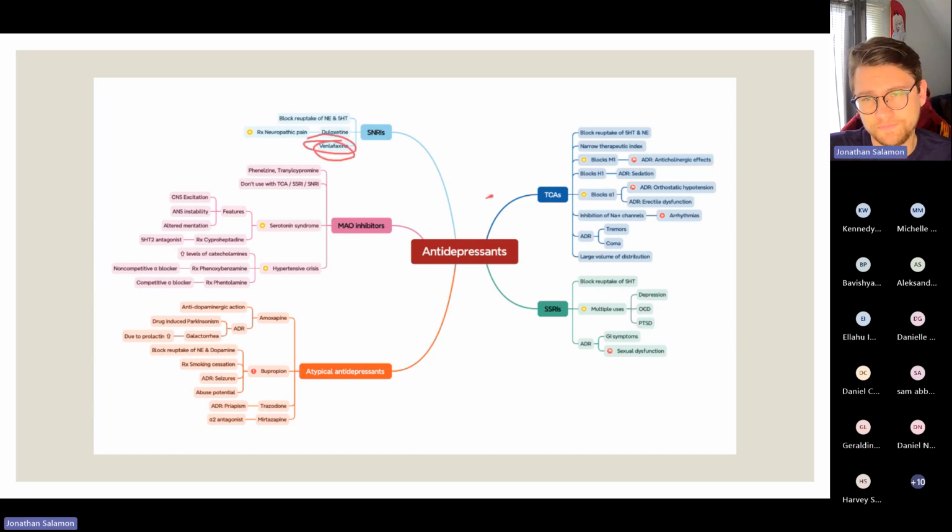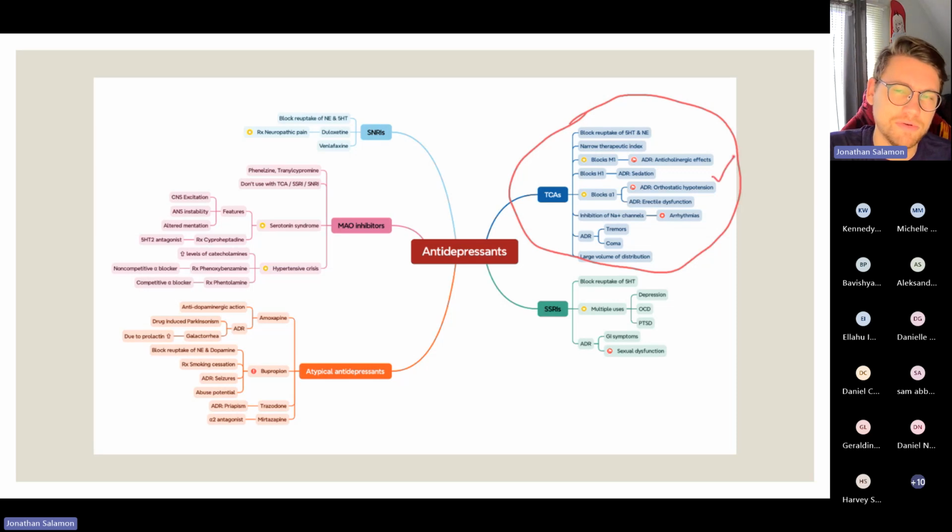Venlafaxine is your go-to. Number one side effect of SSRIs is erectile dysfunction. It's a sexual dysfunction, but it's usually erectile dysfunction. Please don't forget that. They ask about it all the time. TCAs have a ton of side effects, right? Tons of side effects. They ask about orthostatic hypotension an awful lot.